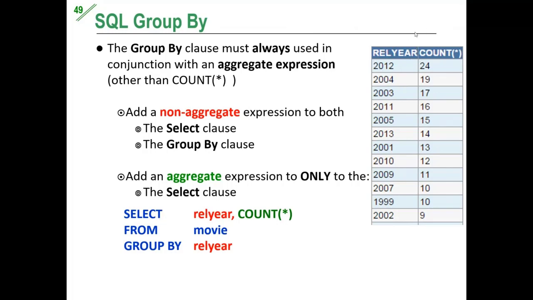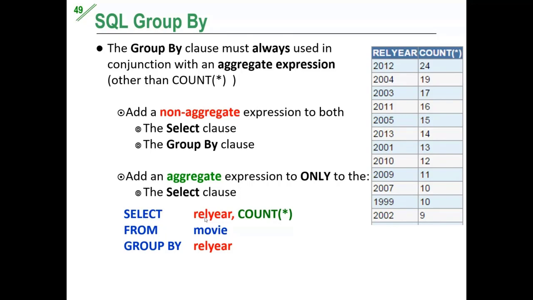In that select statement, I have a non-aggregate expression and an aggregate expression. That means I need to group the count with the non-aggregate expression, in this case according to the release year. So the result has to be grouped by the release year. So I need to use the group by clause in this case.